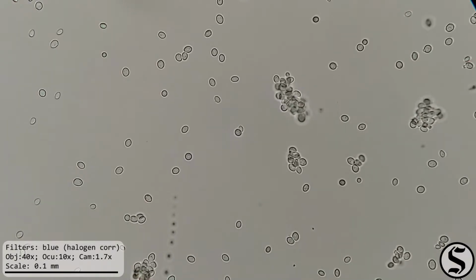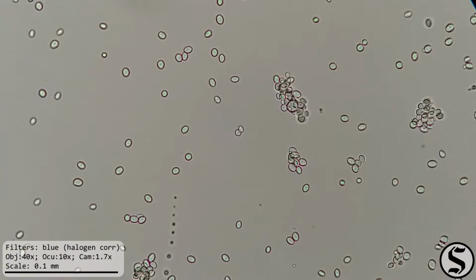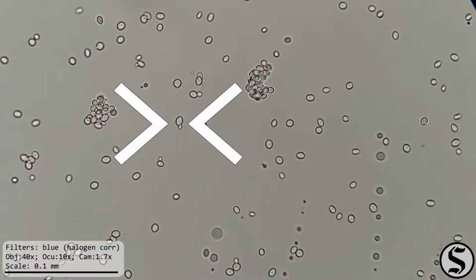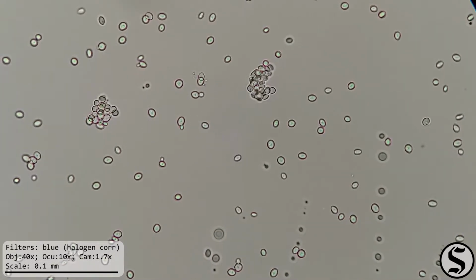So yeast is actually a microscopic fungus, and we can see here it's got tiny little cells. A couple of them are even budding. That's how they divide to produce another cell.